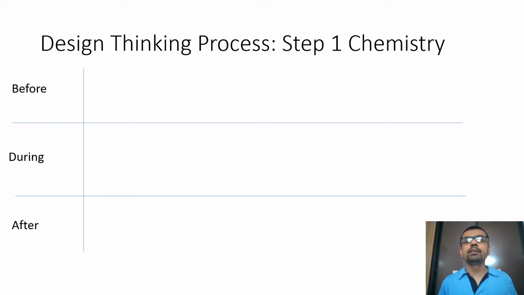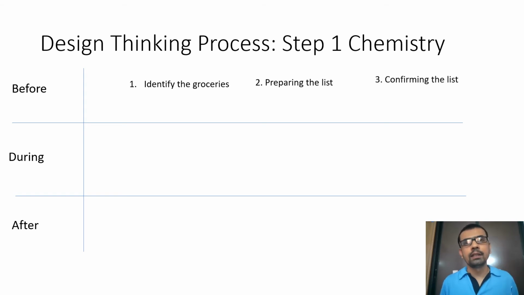Okay, so let's put out the activities they are doing before buying the groceries. Maybe Sam is first identifying the groceries: what groceries do I have on my shelf or at home? So let's say identifying the groceries. What will be the next step? He'll prepare a list saying these are the things I have, these are the things I don't have, so I need to order them in this much quantity. So they are preparing the list. What other thing will they do before buying the groceries?